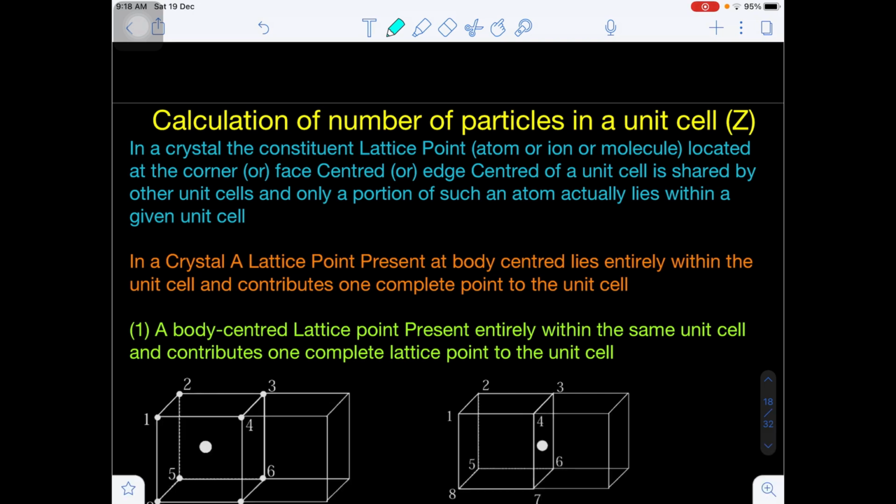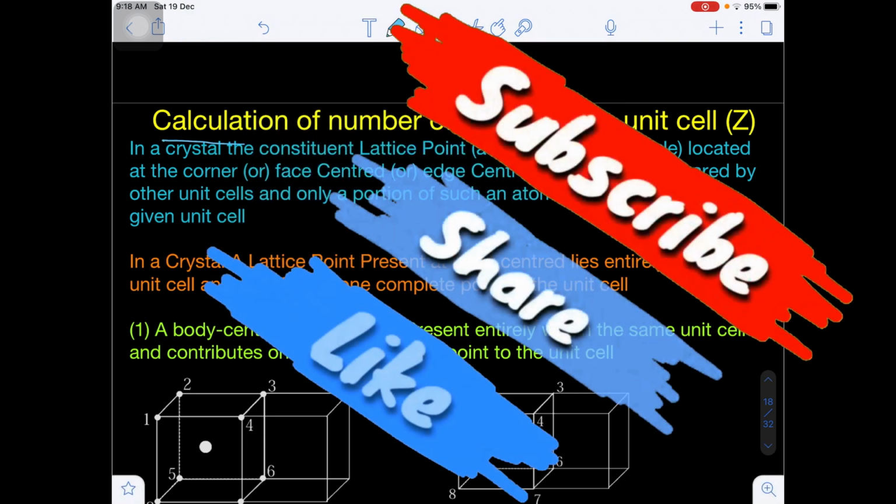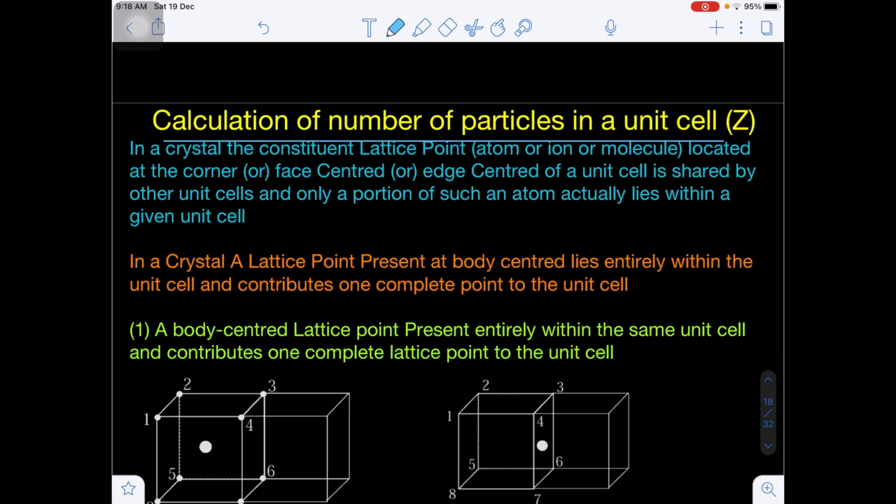In today's lecture, what we are going to discuss here is the calculation of the number of particles present in one unit cell. The calculation of the number of particles present in one unit cell is represented as Z.